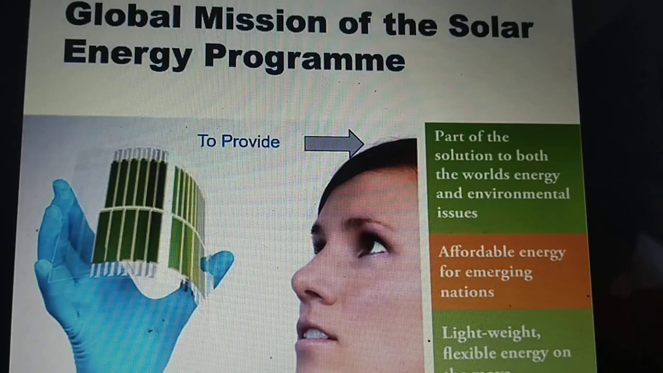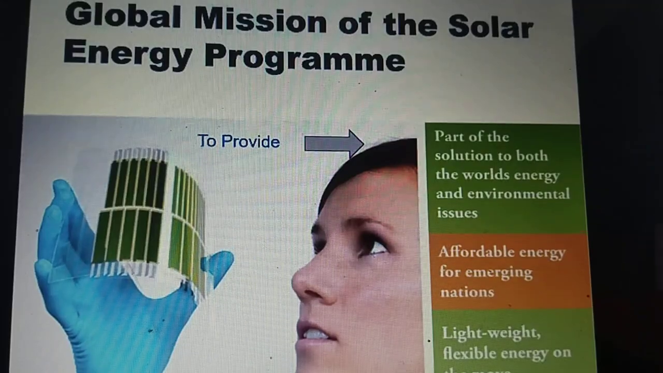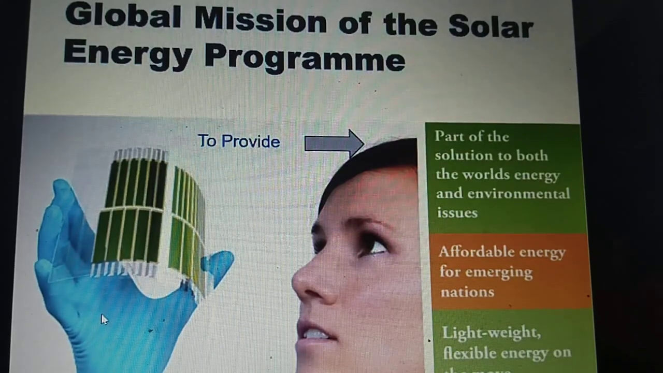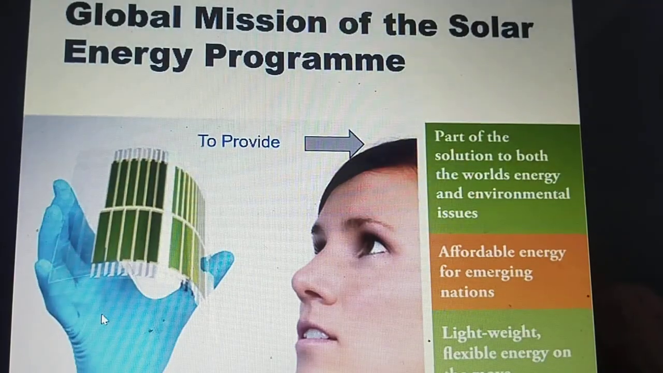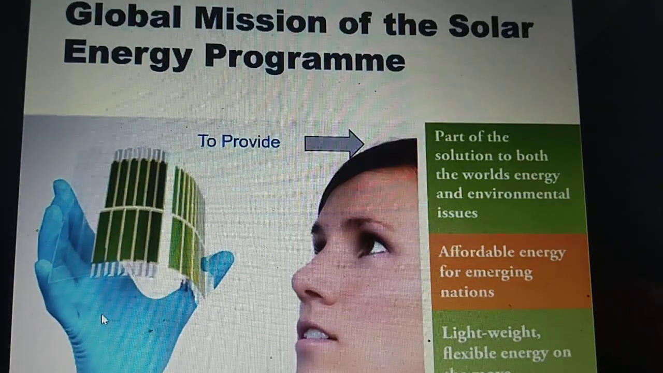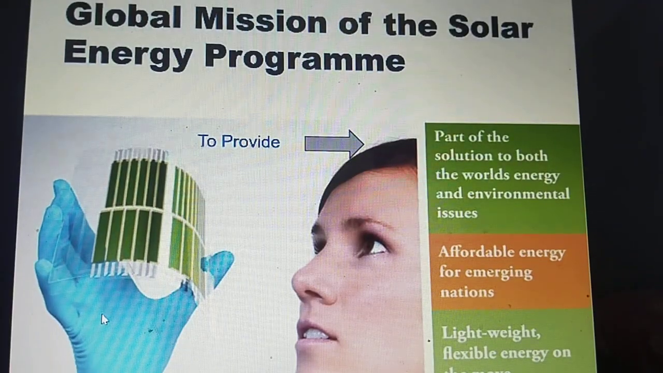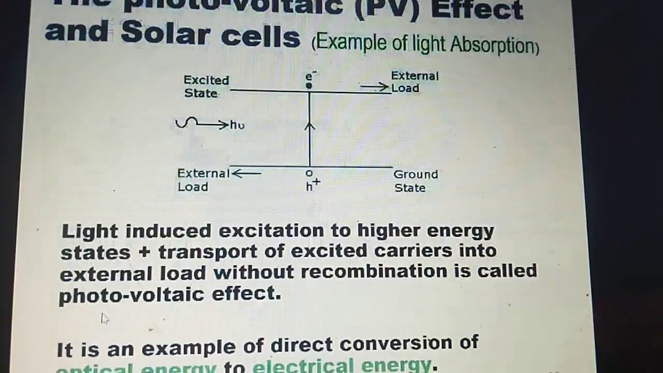The third one is lightweight, flexible energy on the move. It means you should have solar cells which are lightweight and flexible, as you can see in this picture, so that it is easy to carry and transport. Whenever you are walking, or moving on a train or plane, energy is continuously being produced.